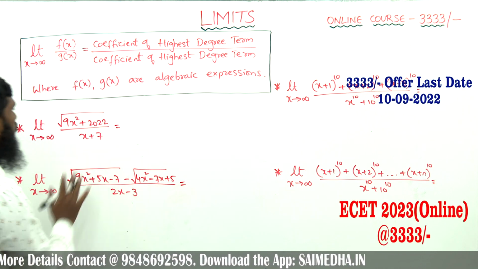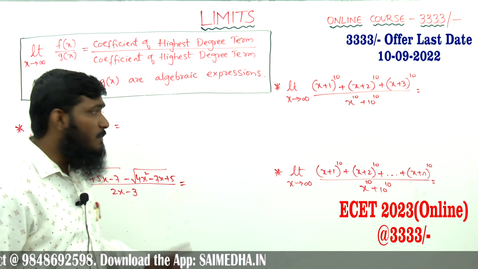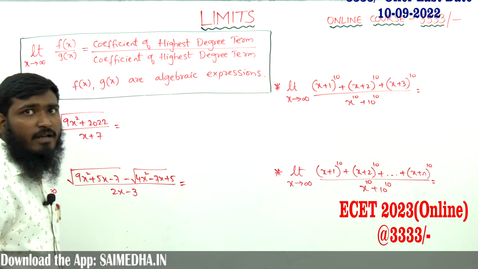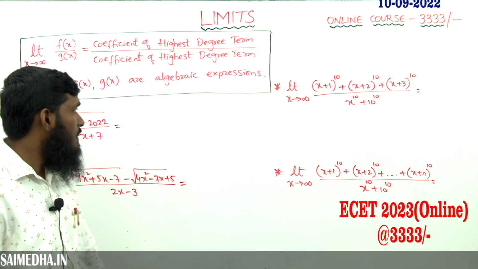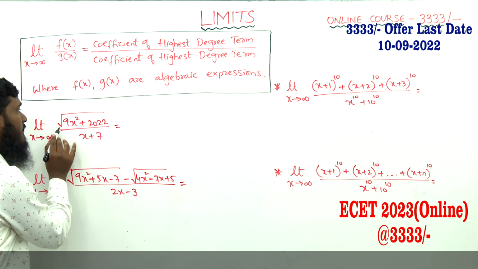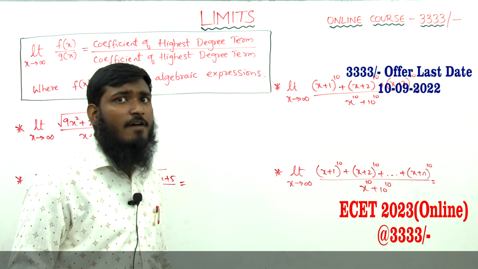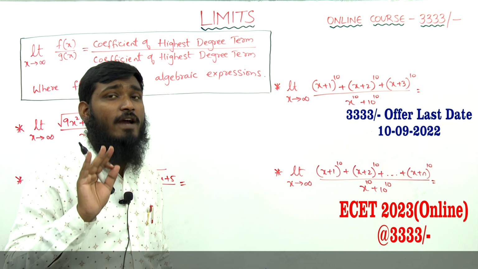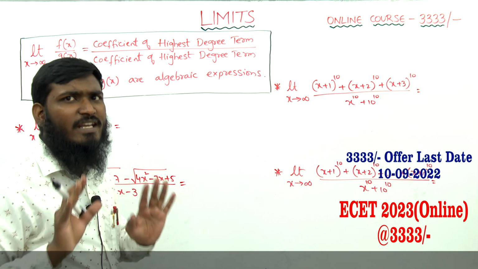Now in this part, what we have to do: whenever we are having powers, whole powers, the square root we can write as whole power 1 by 2. So whenever we are having root forms in the question, how do we have to solve this? We have 9x square plus 2022 under root for this numerator, divided by x plus 7. So what is the first step we have to do? We have to identify the highest degree term. We are concentrating only on the highest degree part over here.